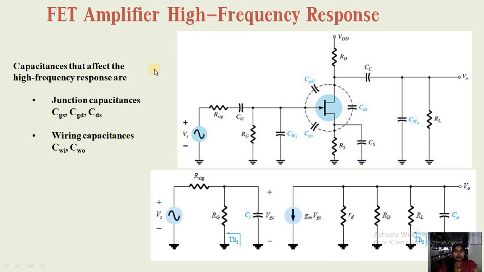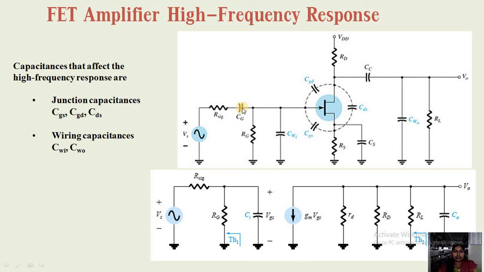High frequency response of FET amplifier. The high frequency response depends on the junction capacitances between the terminals, that is between gate and drain CGD, between gate and source CGS, between drain and source CDS, and also the wiring capacitors at the input and output side. At the input side it is represented as CWI, at the output CWO. The high frequency equivalent circuit of this amplifier is drawn here.